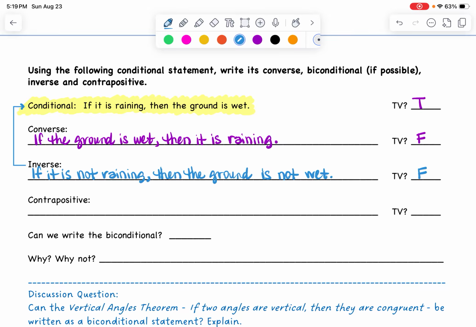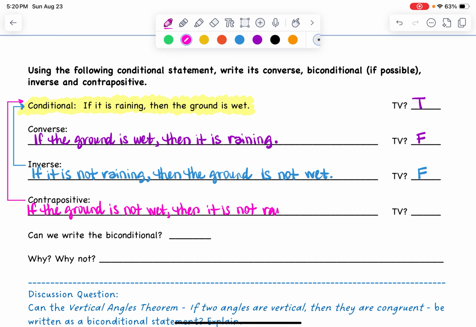All right, and then lastly, we're going to write the contrapositive. But remember, again, we're going all the way back to the original statement. Make sure you don't use one of the previously written ones that we have written down. So now with the contrapositive, we are going to flip and negate. Okay, so here we go. If, let's see, now we're going to flip. So it's going to be the ground is wet, but we're going to negate it. So if the ground is not wet, then it is not raining.